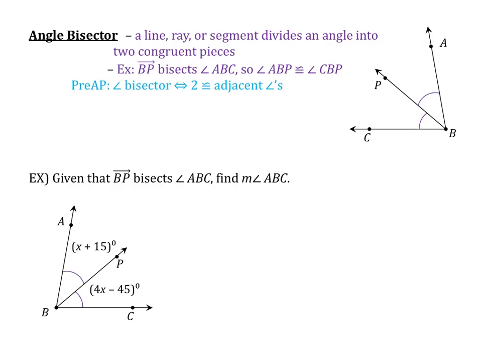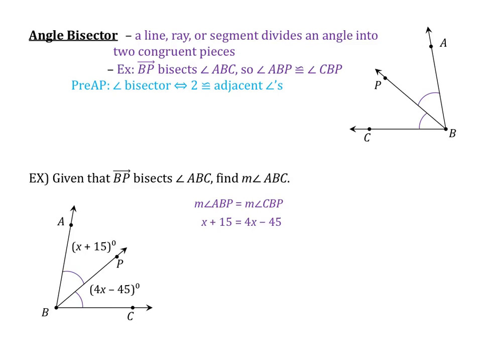Given that ray BP bisects angle ABC, find the measure of angle ABC. So again, we see right here that since it bisects, I've marked these 2 angles congruent with these little arcs inside the angle. So that is me saying that the measure of angle ABP is equal to the measure of angle CBP. So I can take the given measures, x plus 15, and set it equal to 4x minus 45.